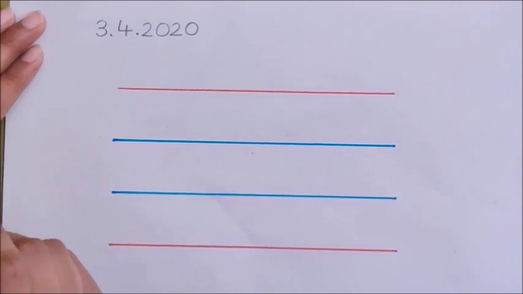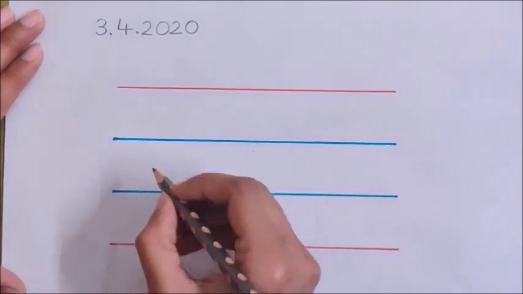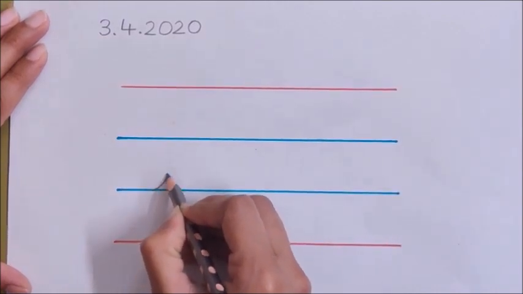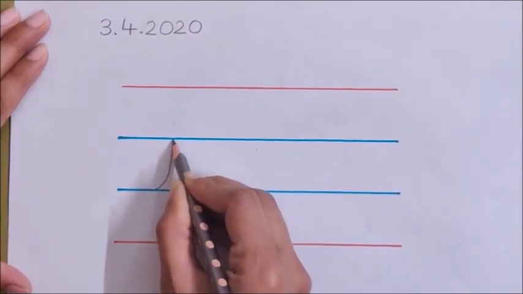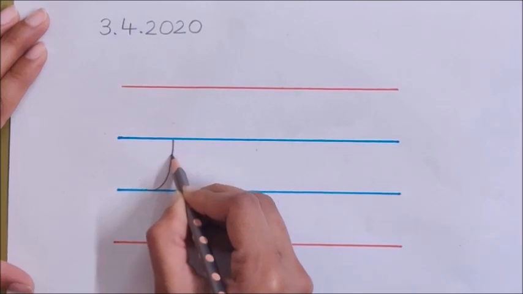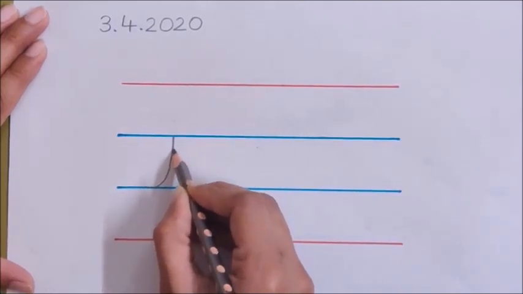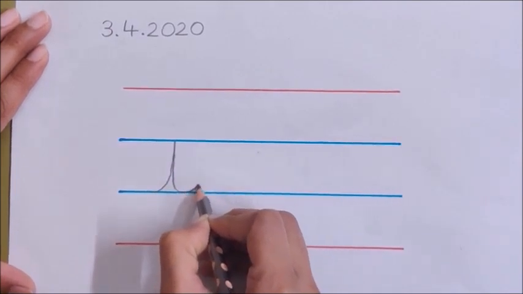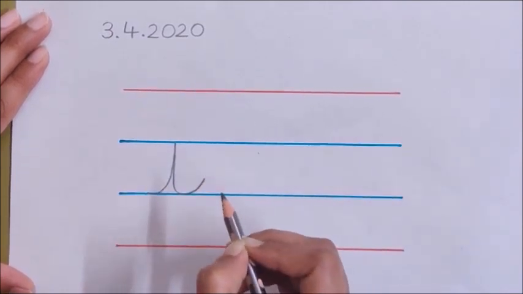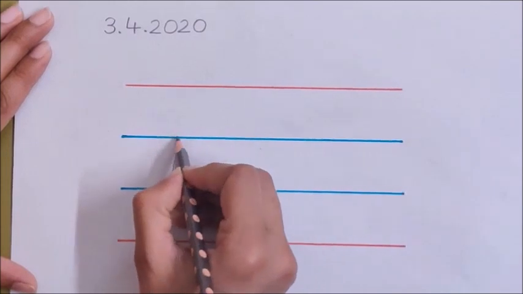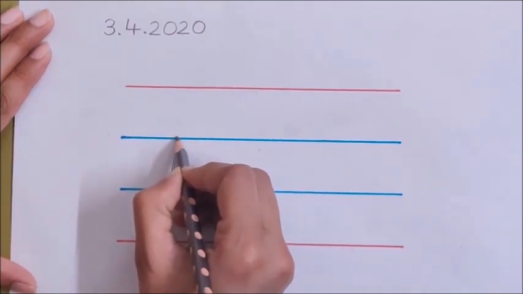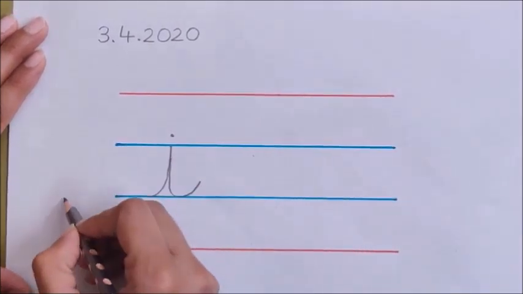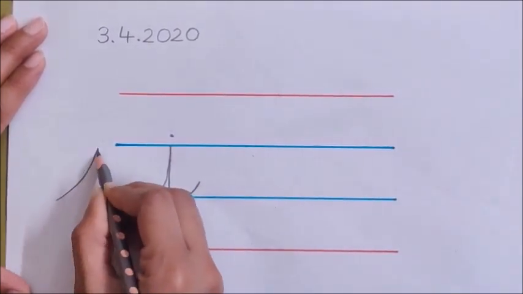Letter I. So, how to write letter I? From the lower blue line, you will start. Go up, come back on the same line. See, I'm coming back on the same line. Come back, come back. Touch the blue line and up. Now we will make a small dot. Not on the blue line, but a little up. Make a small dot.